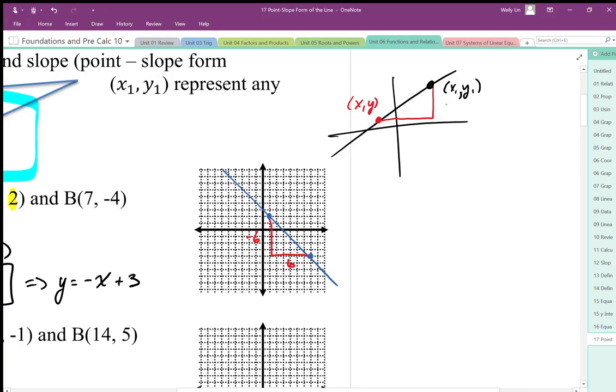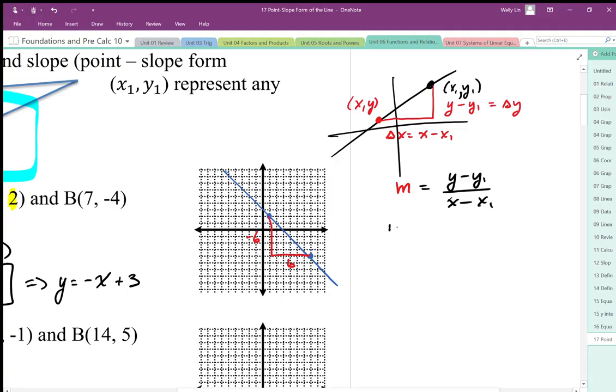And I can calculate the slope using, I'm going to do it a little bit backwards, y minus y1 as my change in y. And my change in x is going to be x minus x1. And so I can say then that my slope is equal to y minus y1 divided by x minus x1, which is true.